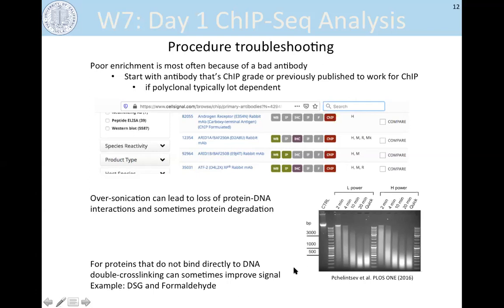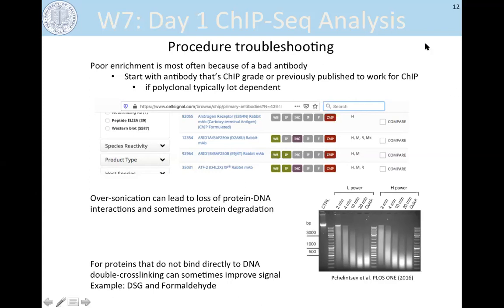Another thing you can do, as I mentioned earlier, is double cross-linking. So a typical protocol would involve using DSG and formaldehyde. And I've had luck with improving signal, especially with proteins that don't bind DNA directly, for increasing signal with double cross-linking.